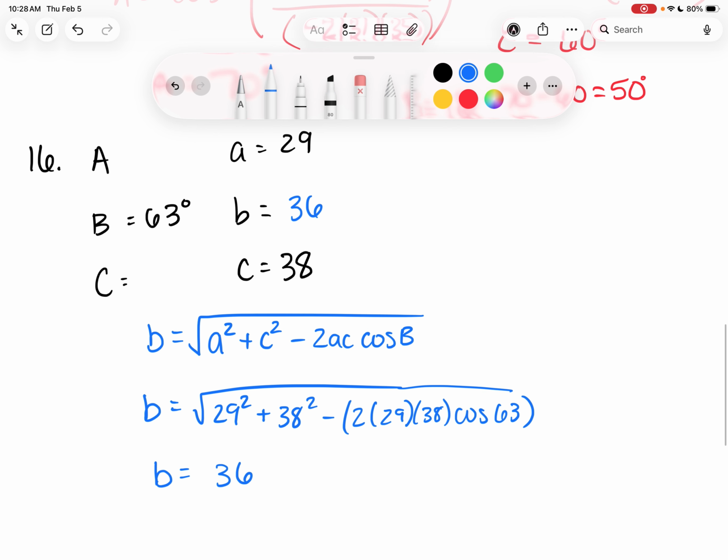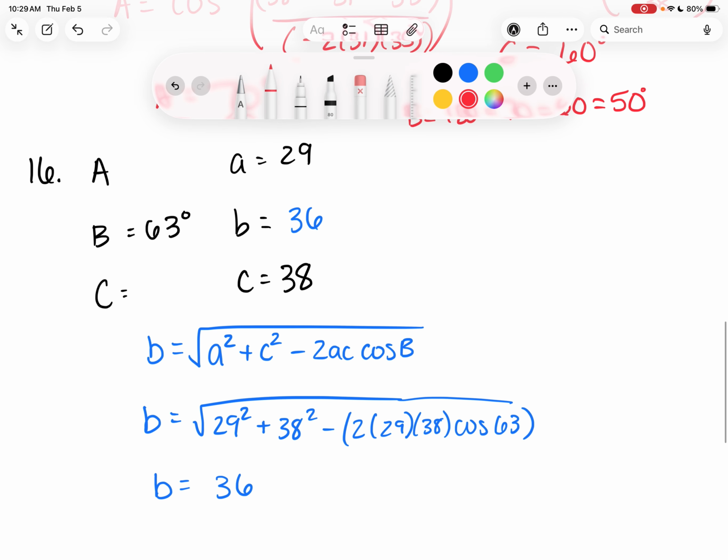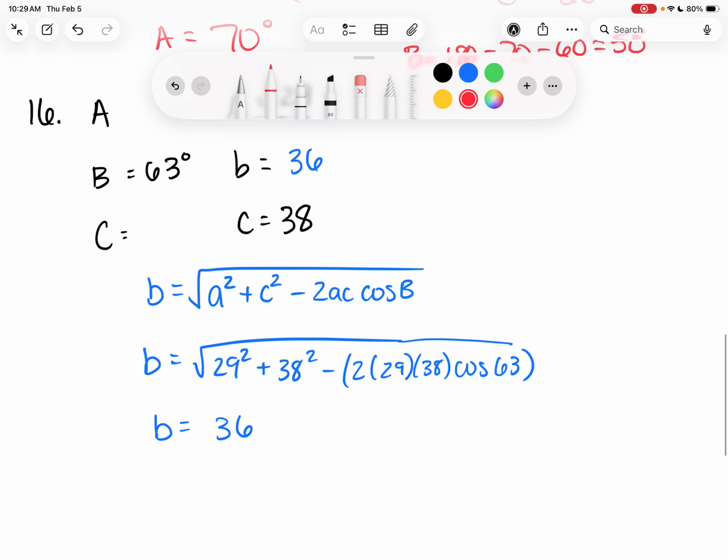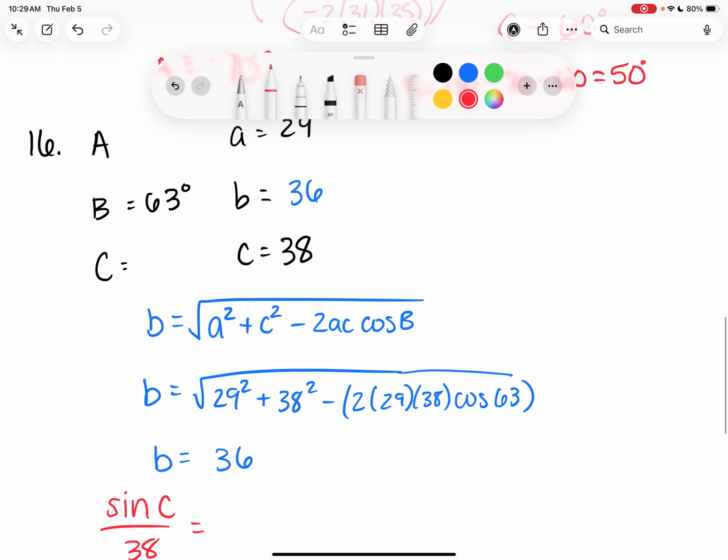All right, so at this point, I'm going to come down here and I'm going to find the largest side. So 38. Hopefully, it's not going to give us something that's obtuse. I'm just going to make sure. I'm going to look at the answer in the book. It is not, so we're good. 36. Just so that we don't waste time, 63. So sine of C over 38 is equal to sine of 63 over 36.